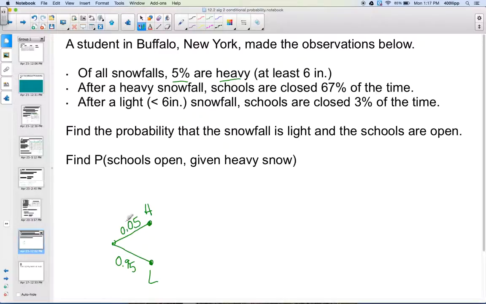Okay, after a heavy snowfall, so after we take this route, there are 2 different options here. Schools are going to be closed 67% of the time. So schools are either closed or schools are open. Given that it was a heavy snowfall, it's going to be closed 0.67 or 67% of the time, which means they are open 1 minus that, which gives us 0.33 or 33% of the time.